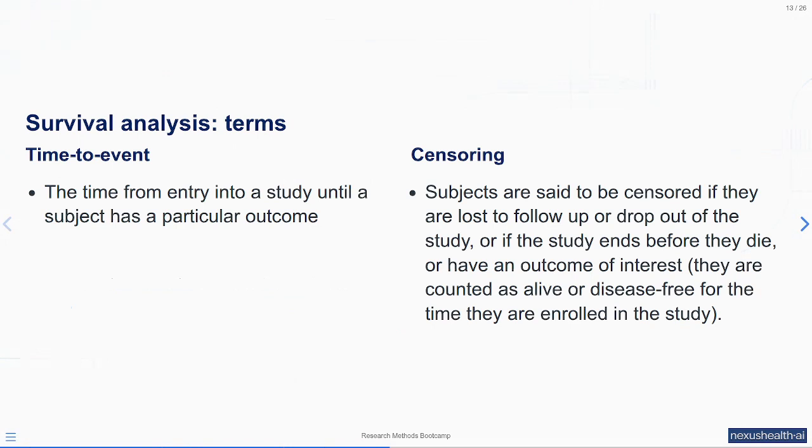So what censoring simply means is we did not observe the event, either because the participant has dropped out of the study, has been lost to follow-up, or the study ends. So censoring just means we did not observe the event.